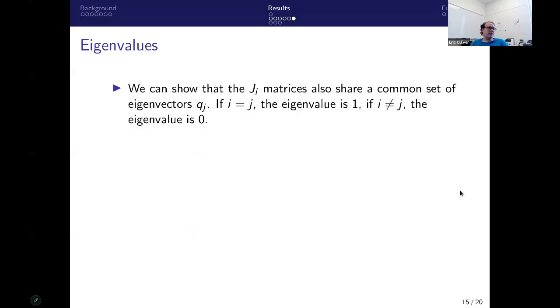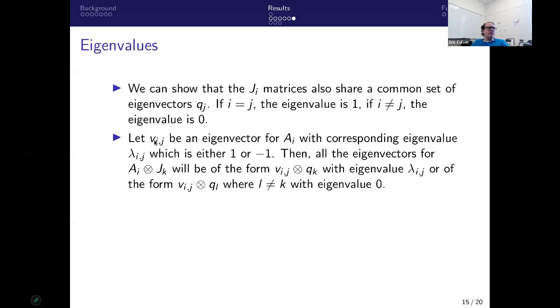So how do we show that this has the right eigenvalues? Well, we can show that the J sub I matrices share a common set of eigenvalues Q sub J. Partially that's from how they're constructed. If I equals J, the eigenvalue is 1. If I is not equal to J, the eigenvalue is 0. Again, they're projection matrices, so that's essentially from how they are constructed.